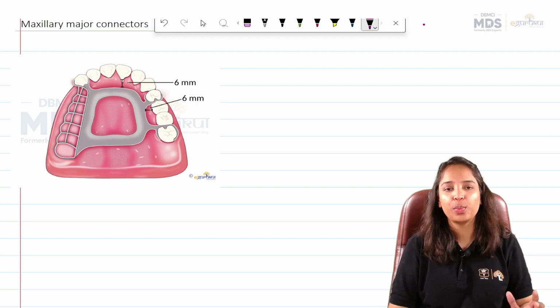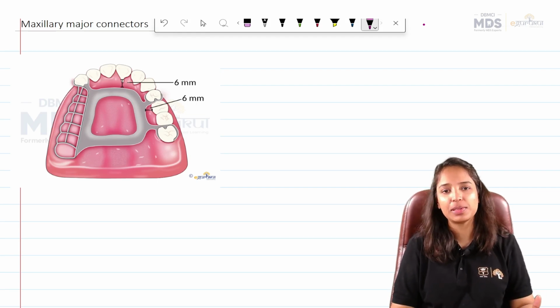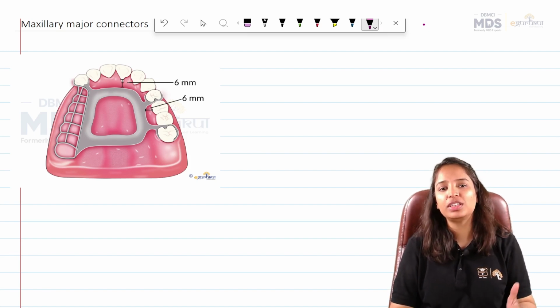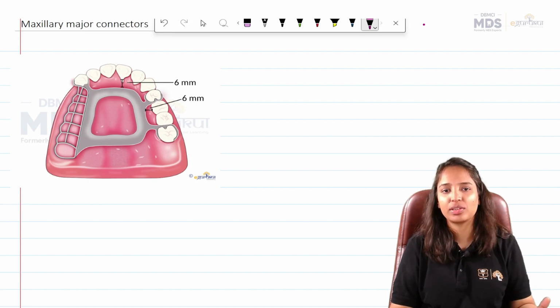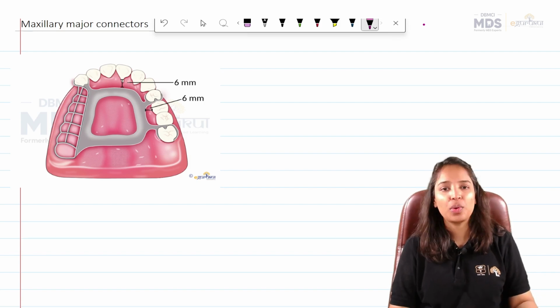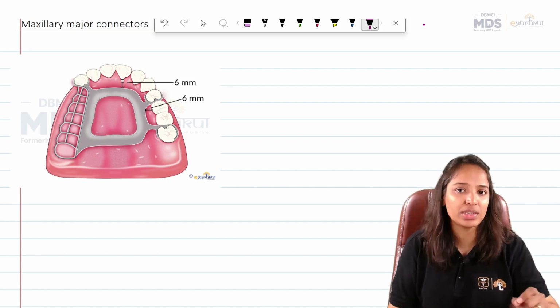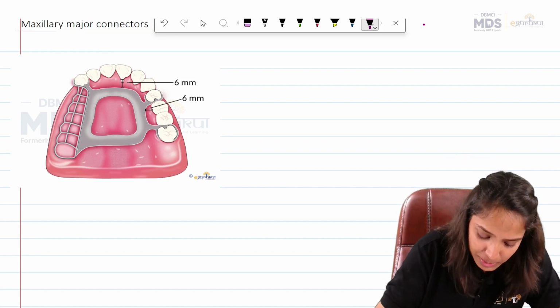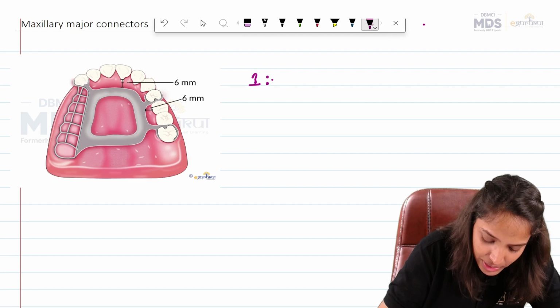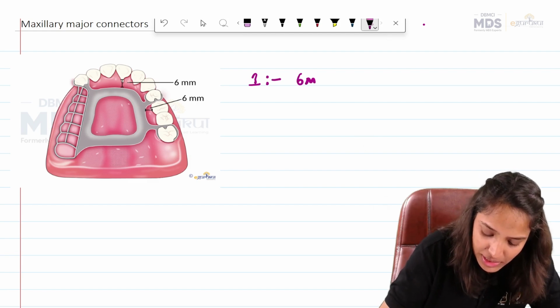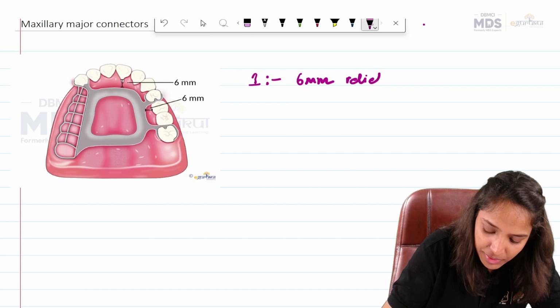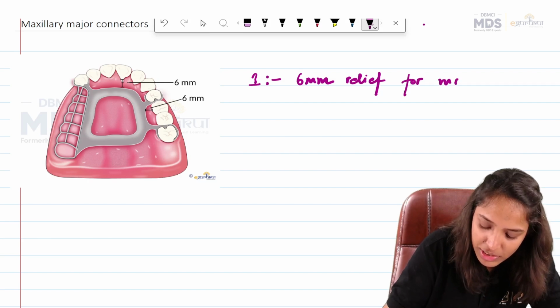Now, let us begin with first the maxillary major connectors and some common design principles that are applicable to all maxillary major connectors. Previously, we saw 8 features of a major connector that are applicable to the maxilla as well as your mandible. Specifically now to all maxillary major connectors, some design principles are applicable. The first principle that we apply over here is you should maintain a 6 millimeter relief for marginal gingiva.